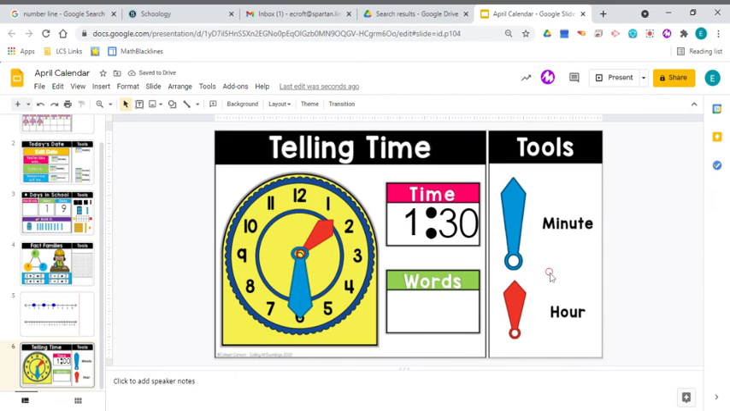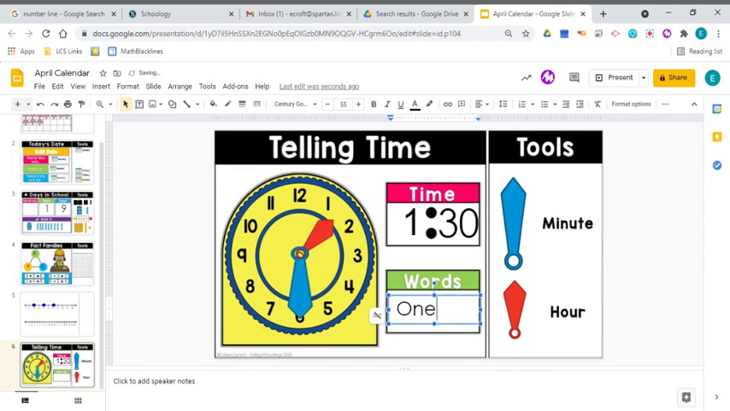So I need to change that. 30 minutes have passed. And so if someone were to ask you what time it is on this clock, you would tell them it is 1:30. Read the hour first, then the minutes. 1:30. Now in words, we could spell it out.